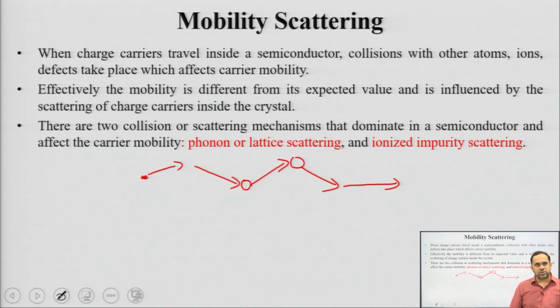There are broadly two scattering mechanisms that dominate inside a semiconductor, and these affect your carrier mobility. These mechanisms are known as phonon or lattice scattering. Either you can use the word phonon scattering or the word lattice scattering. Another mechanism is known as ionized impurity scattering. We are going to quickly study these two scattering phenomena.